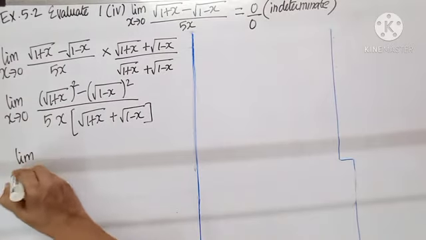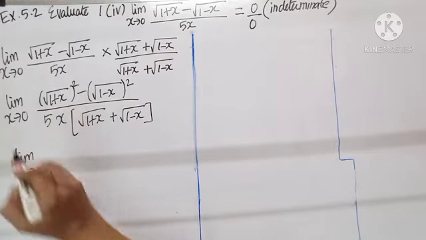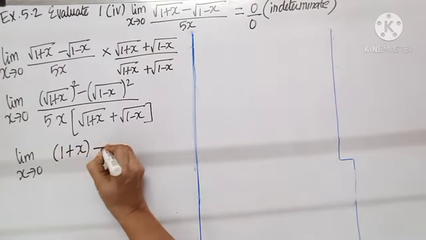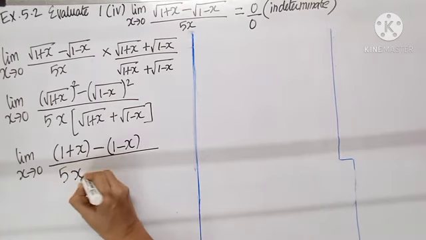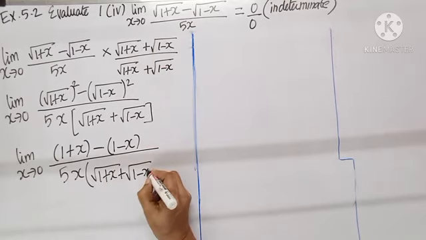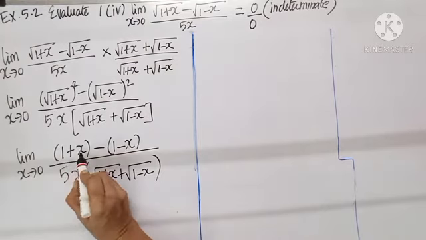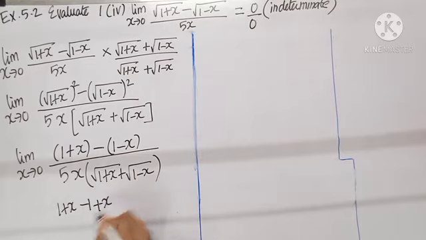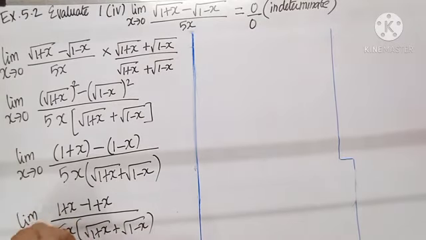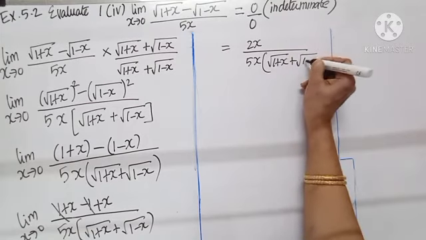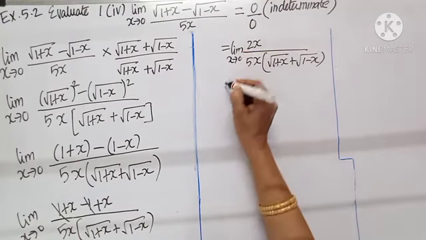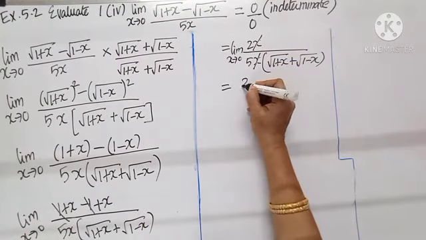The next step, limit x tends to 0. Square and square root cancels. I am left with 1 plus x minus, square and square root cancels, I am left with 1 minus x. Denominator 5x into root of 1 plus x plus root of 1 minus x. Now 1 plus x minus 1 plus x, divided by 5x into root of 1 plus x plus root of 1 minus x. Which gets cancelled in the numerator? 1 and 1. I am left with 2x divided by 5x into root of 1 plus x plus root of 1 minus x. Limit x tends to 0. X and x cancels. 2 by 5.